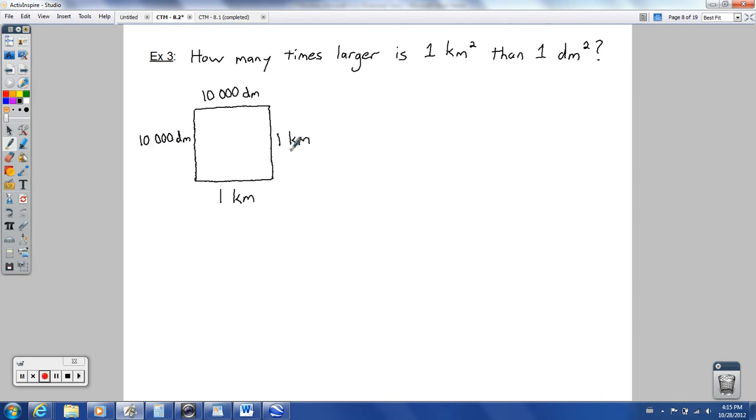So if I multiply 1 by 1, that's 1 kilometer squared. But if I multiply 10,000 by 10,000, what does that become? 10,000 times 10,000. That's 1 times 1 is just 1, and then you have 4 plus 4 more zeros. This becomes a 1 with 8 zeros after it. So when we're using spaces instead of commas, I think it's a good idea to kind of work backwards. So let's write down my 8 zeros.